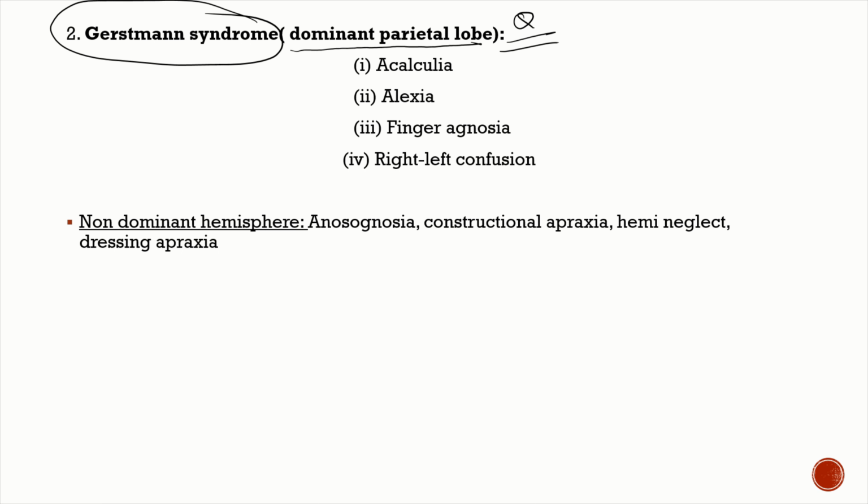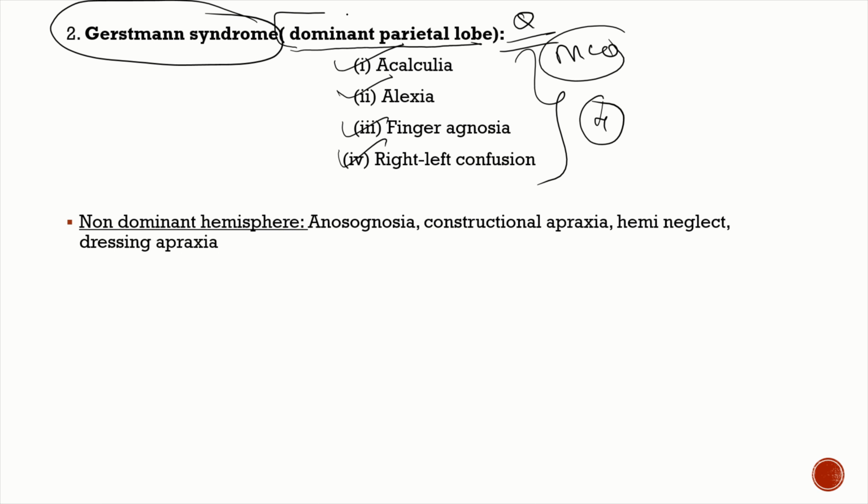So the four cardinal manifestations of Gerstmann syndrome are acalculia, so the patient will not be able to do simple mathematical problems. Alexia, the patient will have difficulty in reading. Finger agnosia, the patient will not be able to identify his own fingers, which is the index finger, which is the middle finger, and not only his fingers, the other person's fingers also. And the patient will have right to left confusion. So these are the four cardinal manifestations of Gerstmann syndrome. It's a very, very important MCQ. Don't forget this point. Dominant parietal lobe involvement is always Gerstmann syndrome.